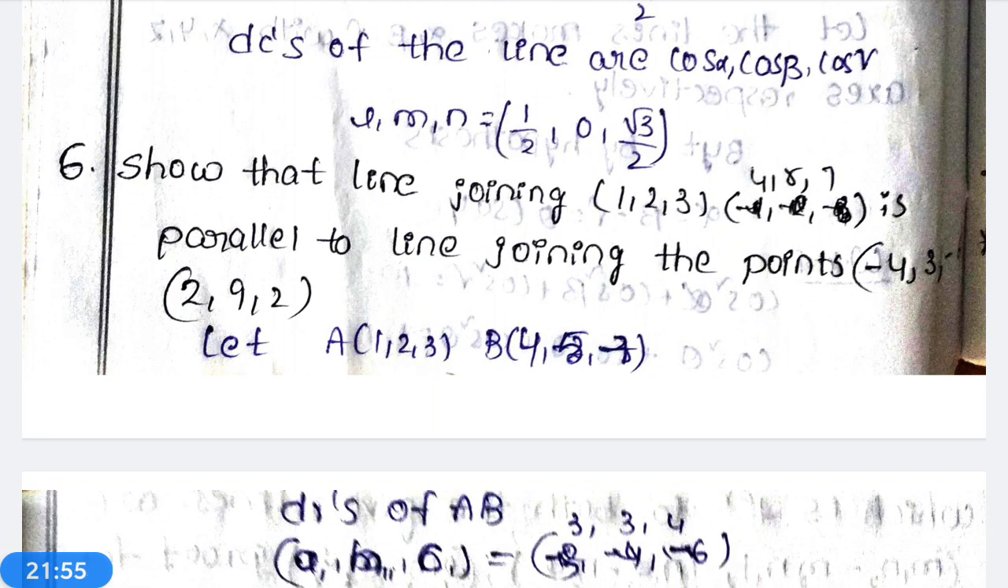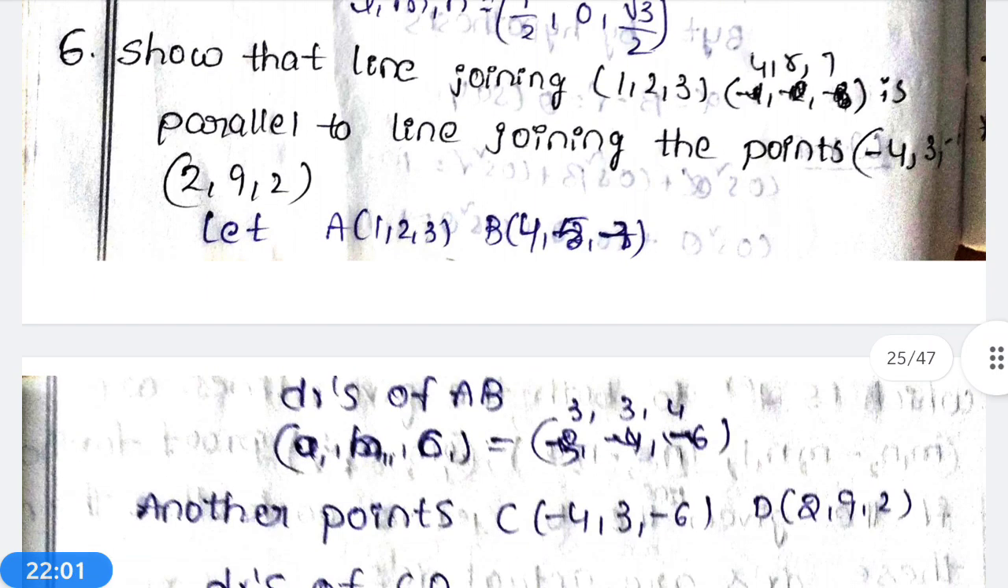Show that the line joining (1, 2, 3) and (4, 5, 7) is parallel to the line joining the points (-4, 3, -6) and (2, 9, 2). Four points are given. The first two points are (1, 2, 3) and (4, 5, 7). Let (1, 2, 3) be A and (4, 5, 7) be B.